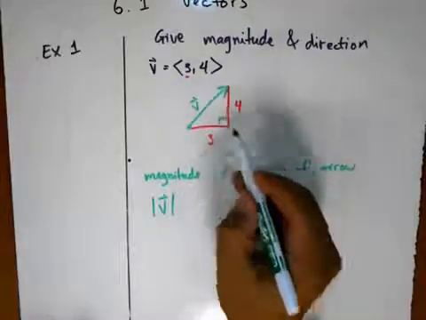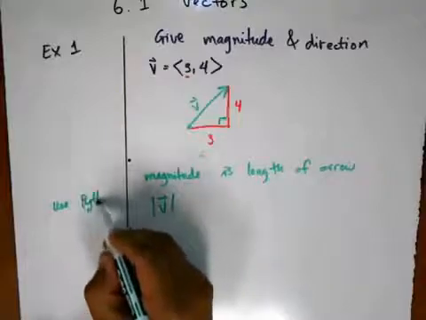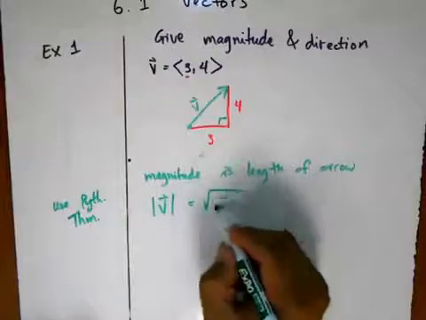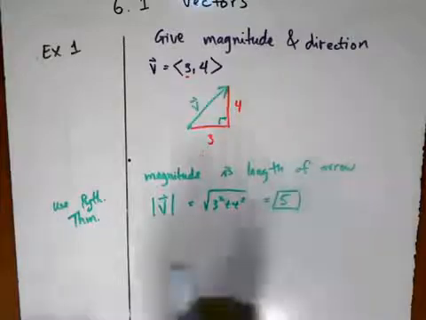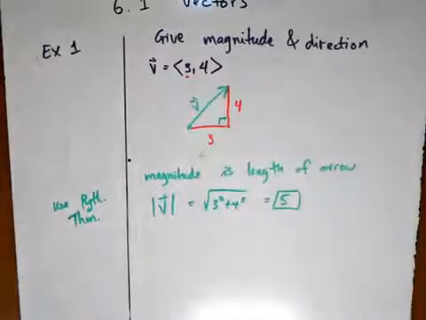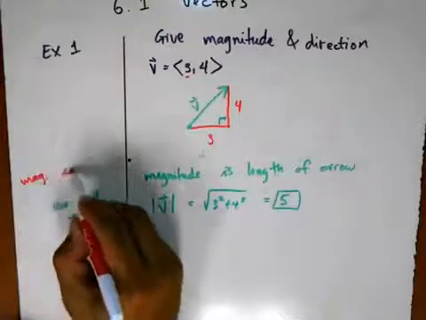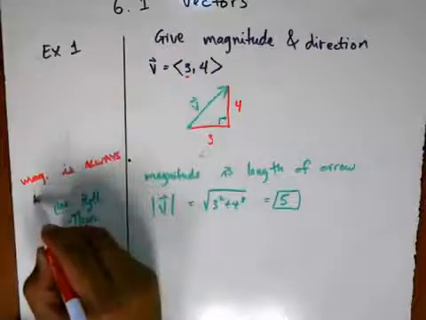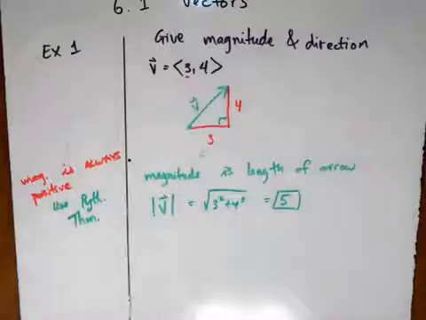And if we want to find this, it's not too difficult, we just use the Pythagorean theorem. In this case, it's the square root of 3 squared plus 4 squared, which equals 5. And I'll make a note here that a magnitude is always positive. Magnitude is always positive. Now, the individual components of this can be negative, but the magnitude is always a positive number.